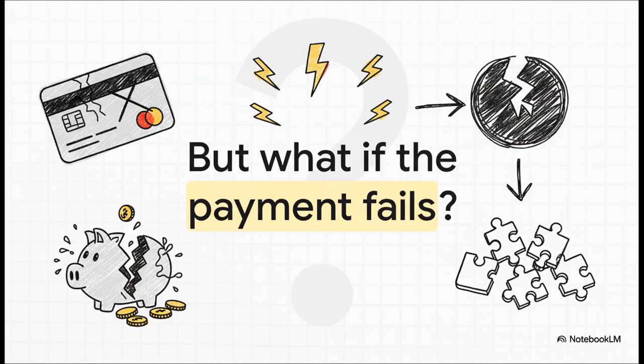Okay, so far we've been living in a perfect world where everything works. But we all know, real life is messy. Things go wrong. So let's ask the really important question. What happens if the customer's credit card gets declined? How does a system with no boss handle failure?